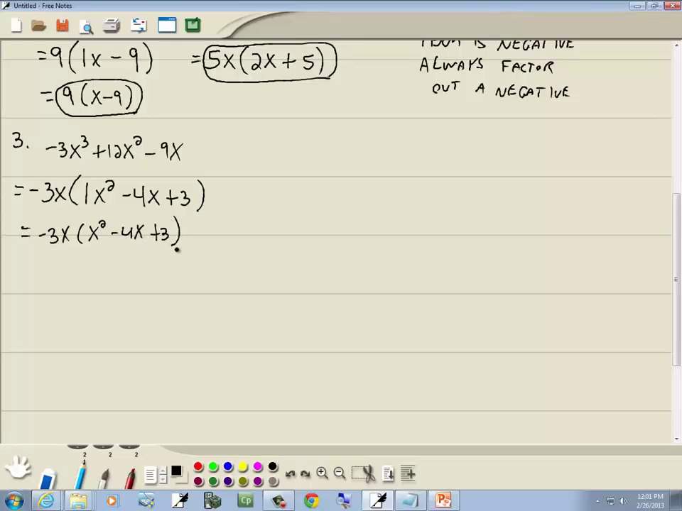Now this one actually factors further, but all they're asking us to do in these problems is factor out the GCF. So that'd be our answer.